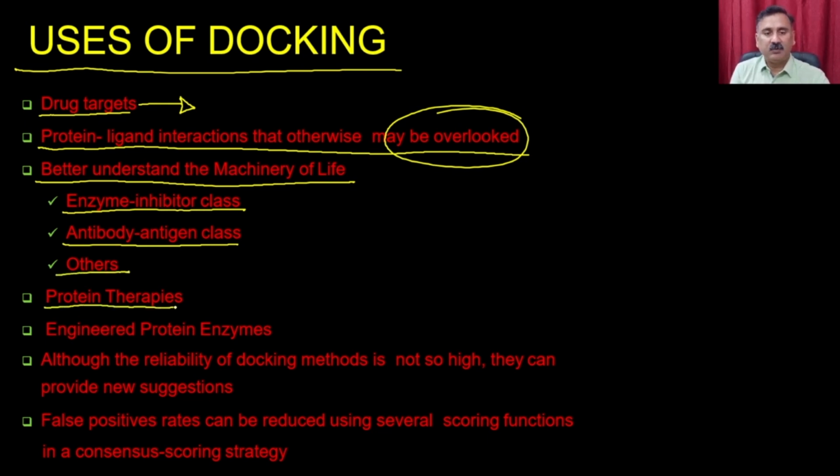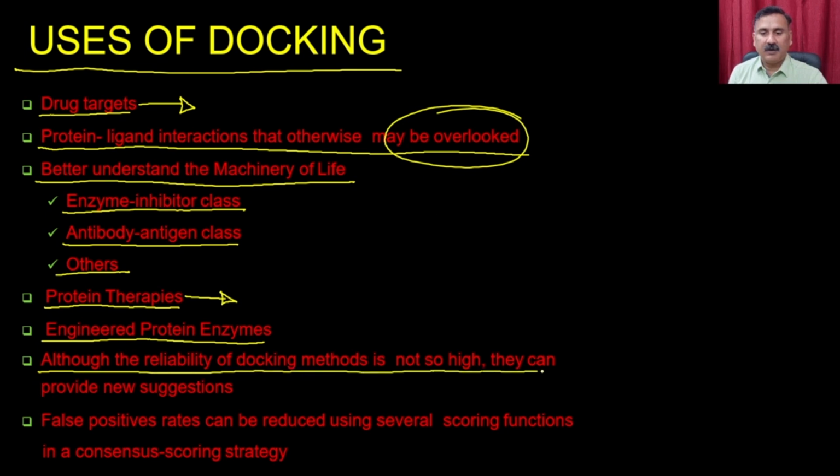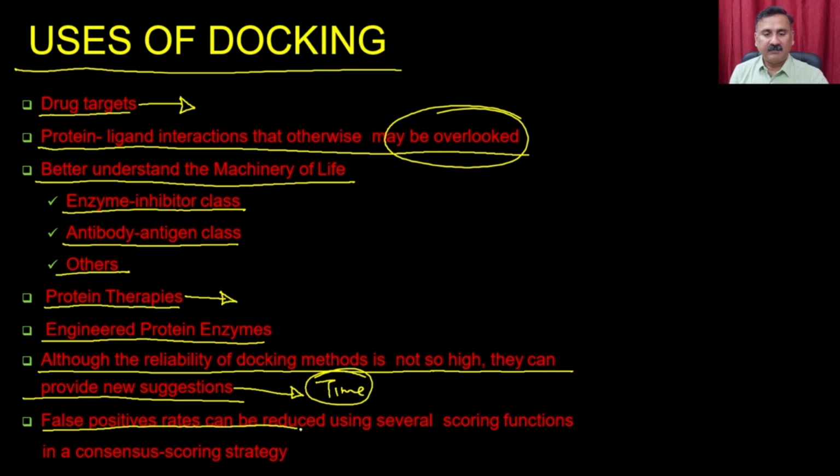You can use it for protein therapies, so you can define the different types of targets. You can use molecular docking to even engineer the proteins, and that's how you can use them for more efficient working. Although the reliability of the docking method is not so high, it can provide new suggestions. One of the major ideas is that it is going to reduce the time, and the false positive rate can be reduced using several scoring functions in a consensus scoring system.